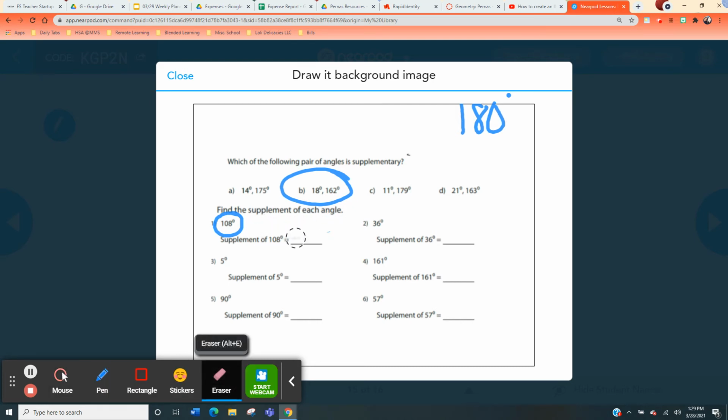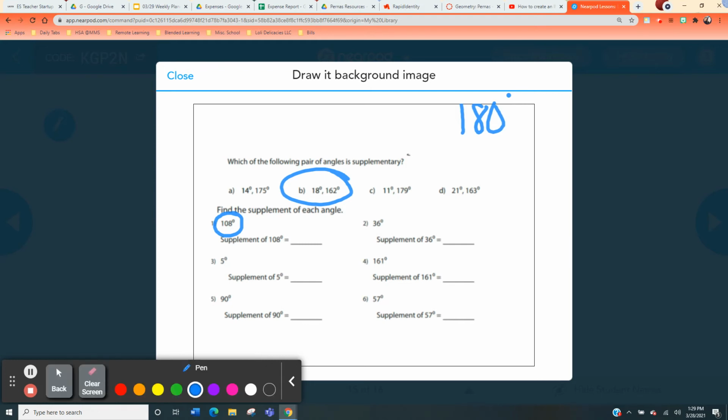Or, which would be more helpful moving forward to tomorrow, I can do x, which is my missing angle, plus 108 equals 180. Either one is fine. The equation would help us prepare for tomorrow. If I solve this problem, it would tell me that x equals 72. So my supplement would be 72.